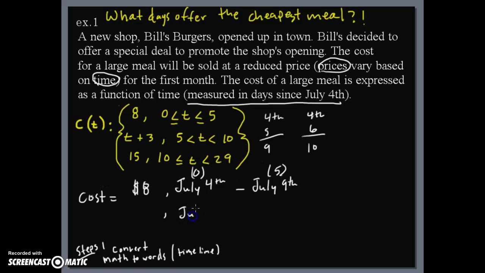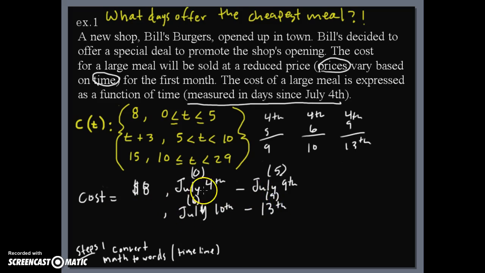So from July 10th, and it makes sense that we're picking up where we left off in the last one. So from July 10th, which is 6 days, all the way till, and the largest number that we can plug in here is 9. So we can go ahead and add 9 to the 4th, and we get 13th. So from the 10th to the 13th, which would be 9 days, right?